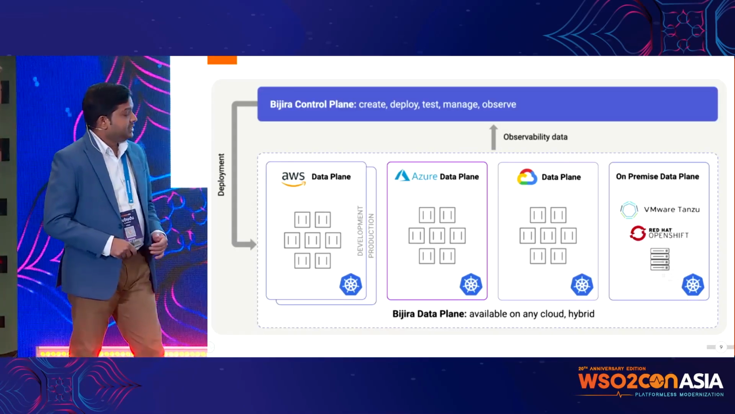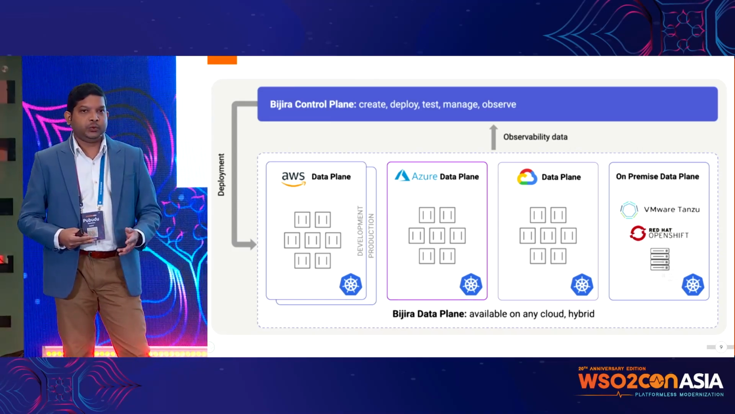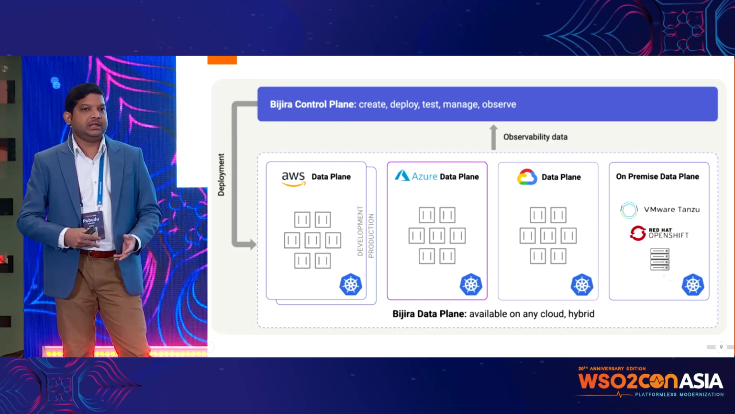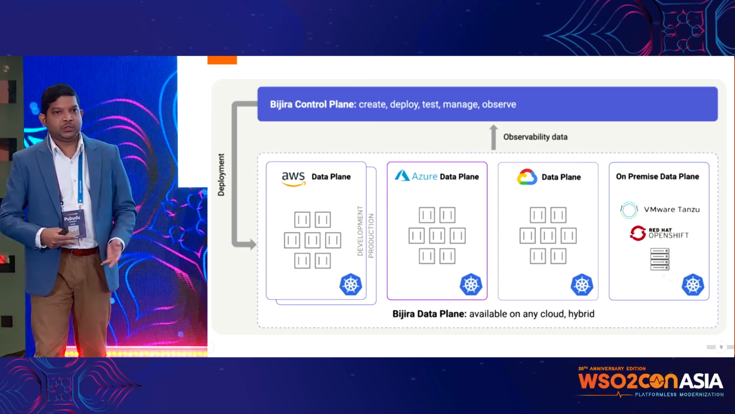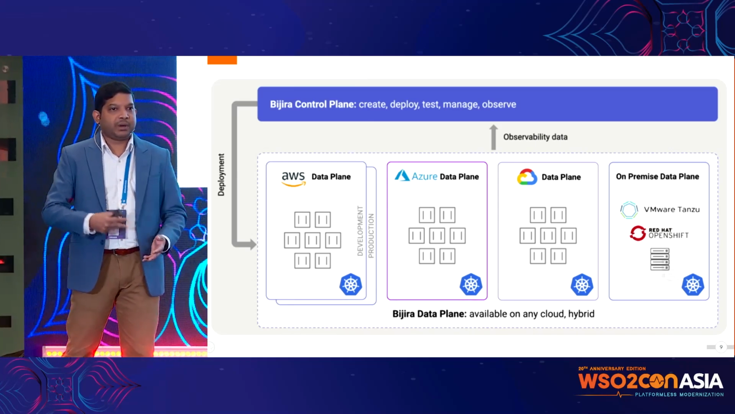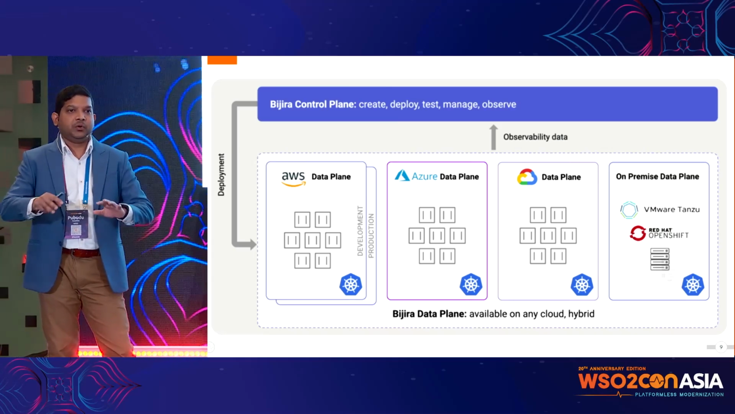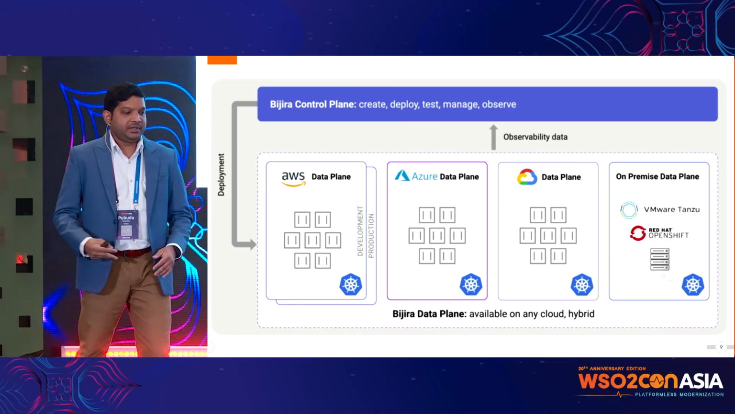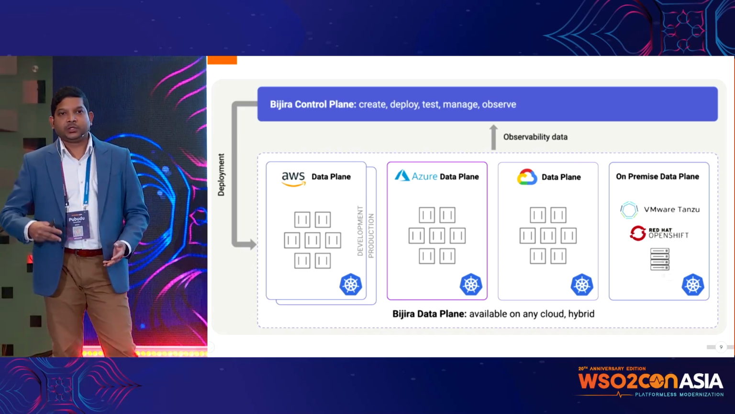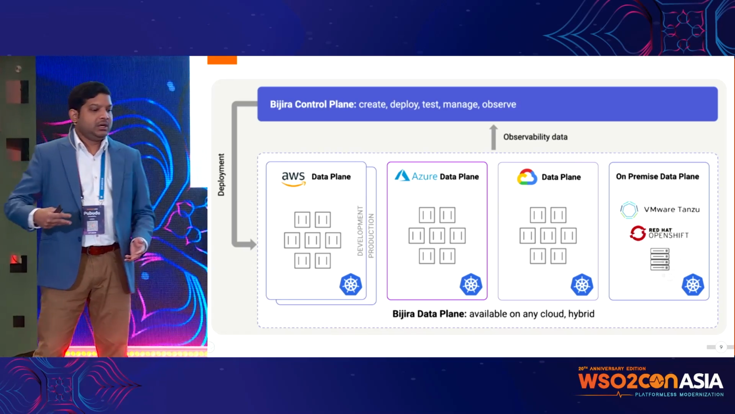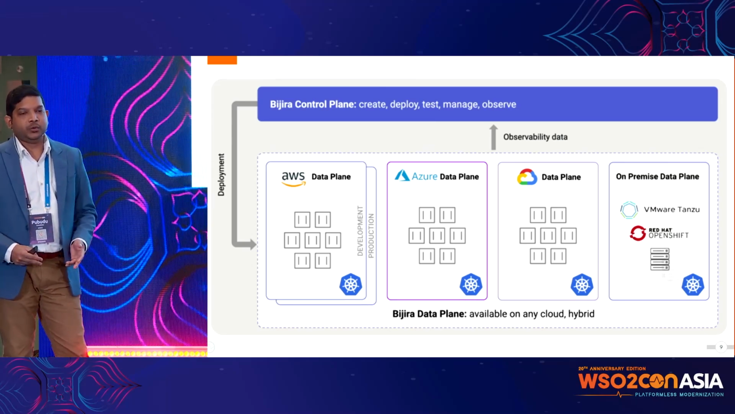With the Bijira control plane, we now have the ability to deploy data planes in any given environment. This can be your AWS subscription, where you can have a private data plane, so whenever you create APIs they will go there. We also have the ability to use Azure, Google Cloud, and this can also be your on-prem data plane, which can be running on any Kubernetes environment.